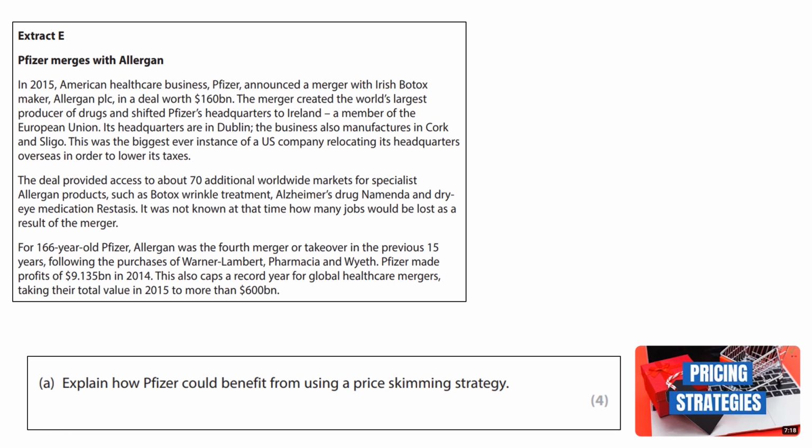Pfizer merges with Allergan. In 2015, American healthcare business Pfizer announced a merger with Irish Botox maker Allergan plc in a deal worth $160 billion. The merger created the world's largest producer of drugs and shifted Pfizer's headquarters to Ireland, a member of the European Union. Its headquarters are in Dublin. The business also manufactures in Cork and Sligo. This was the biggest ever instance of a US company relocating its headquarters overseas in order to lower its taxes.